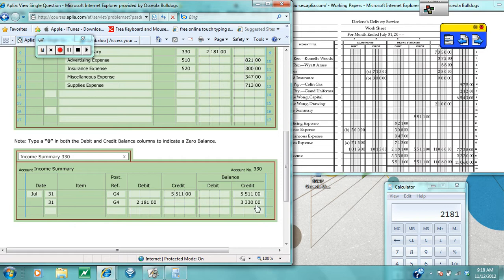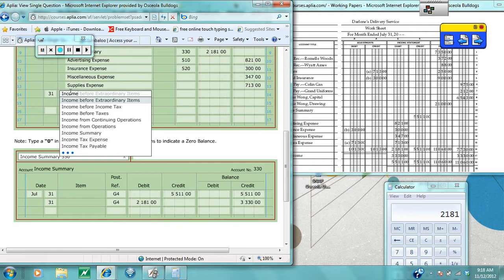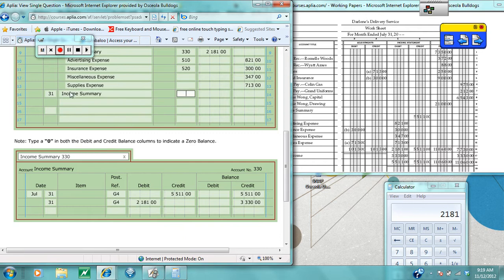So we're going to close it out. To close it out, you have to do the opposite. We're going to debit income summary 3300. And we're going to credit our capital. Who was our capital? Our owner is Darlene. And we're going to credit it for 3300. Notice the normal balance side of a capital account is a credit, so this is really helping.